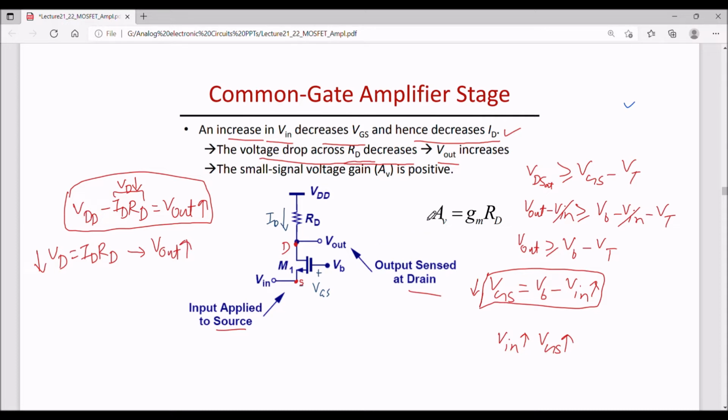So then Vout increases and the small signal gain is positive. In the common base amplifier using BJT also we had found the gain was positive and was equal to gm RC. So here it is gm RD and it is positive.